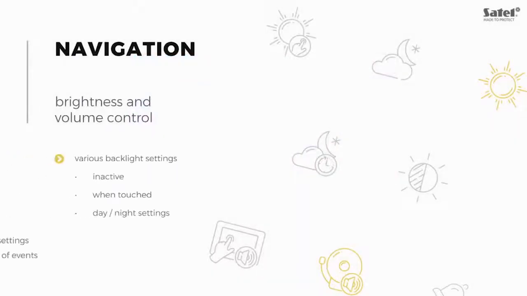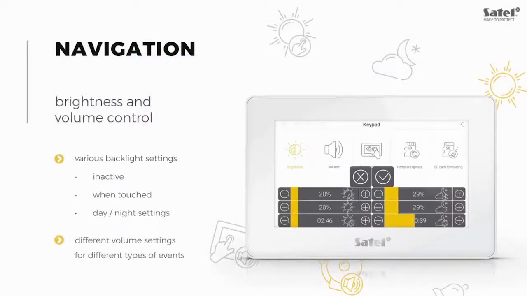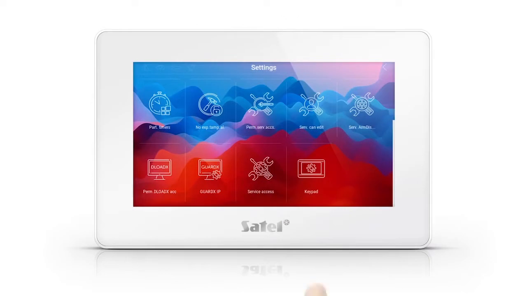You can also individually set the screen brightness, depending on the current time of day. Notification volume can too be set for different event types. The TSH2 model has a built-in speaker, while the TSG2 features a buzzer. Changing the settings looks like this.